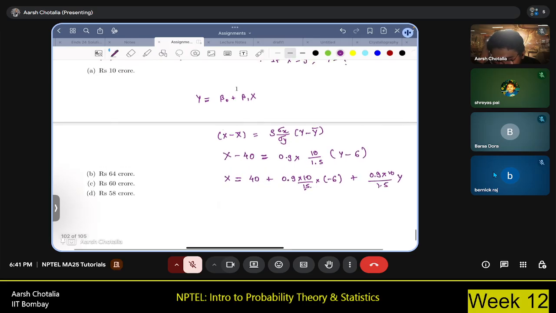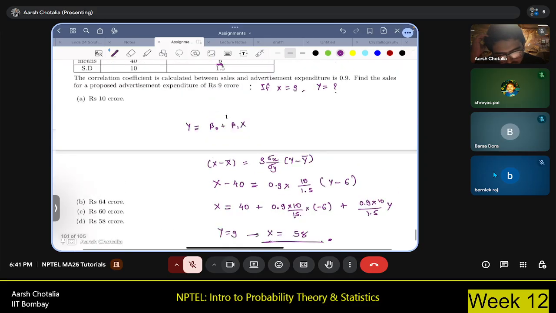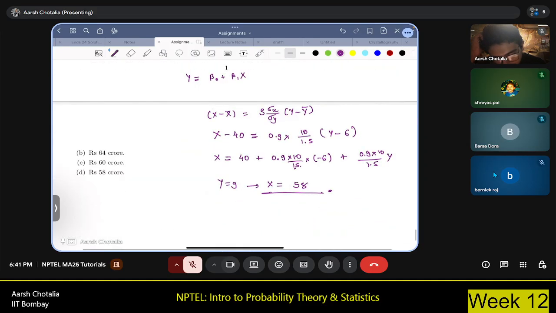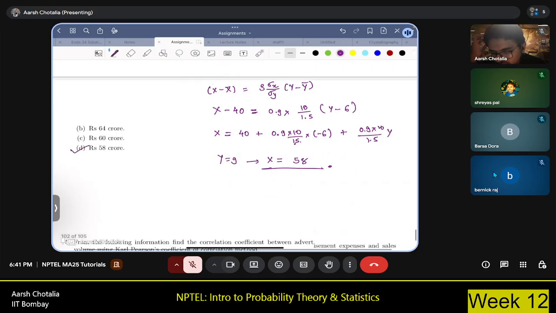And now we are given y equal to 9. We have to find x. So when you do that, x becomes 58. Okay, I'm skipping these mathematical steps. It's just algebra, just numerical addition. So yeah, 58 crore. This would be the answer.